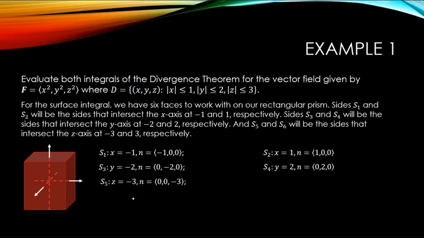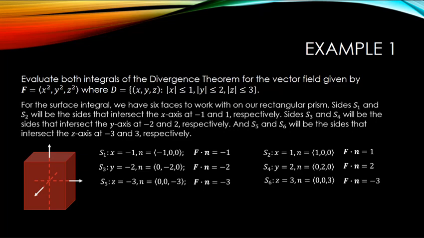S sub 5 is where z is equal to -3, and my normal vector has components 0, 0, -3. And S sub 6 is where z is equal to 3, and my normal vector has components 0, 0, 3. If I look at f dotted with n for each side, f dotted with n for side 1 gives me -1, and for side 2 gives me +1. Likewise, f dotted with n for side 3 is -2, for side 4 is 2, for side 5 I get -3, and for side 6 I get +3.